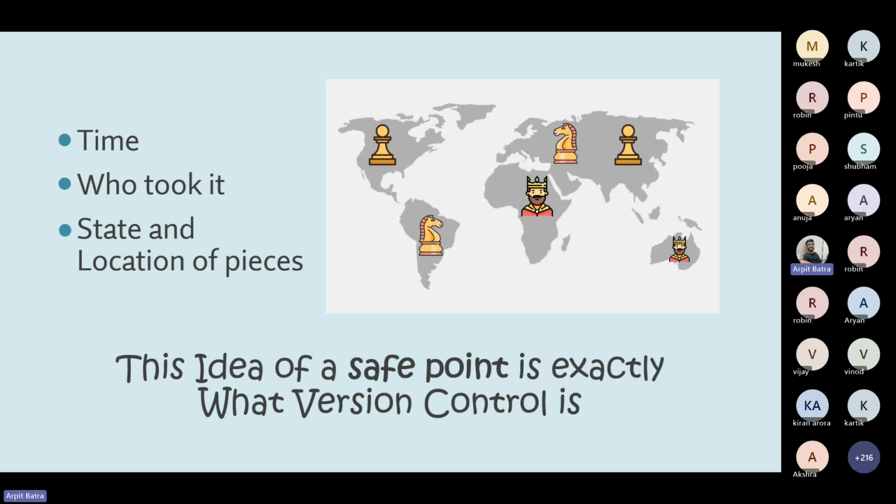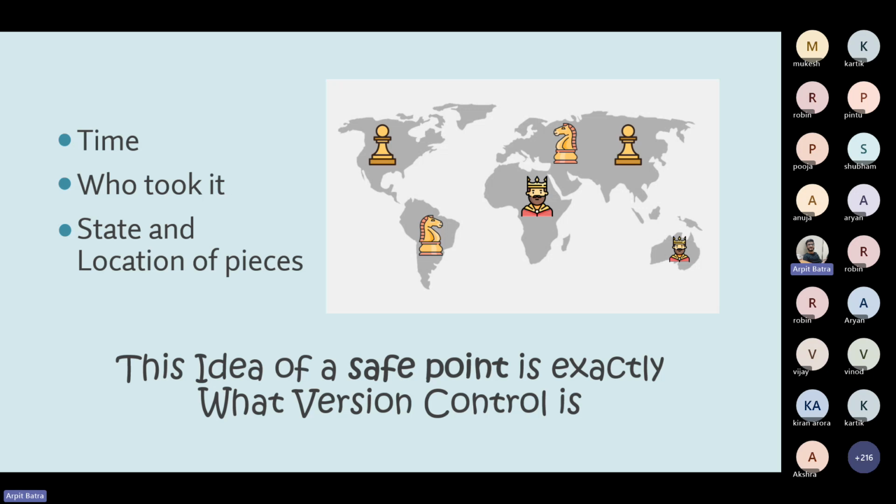There are two types of version control. The first one is the centralized version control system. The second one is the distributed version control system. In the centralized version control system, there is one central repository and all users commit their changes to it. That is known as centralized. Example: SVN. Next we have distributed VCS. VCS means version control system.